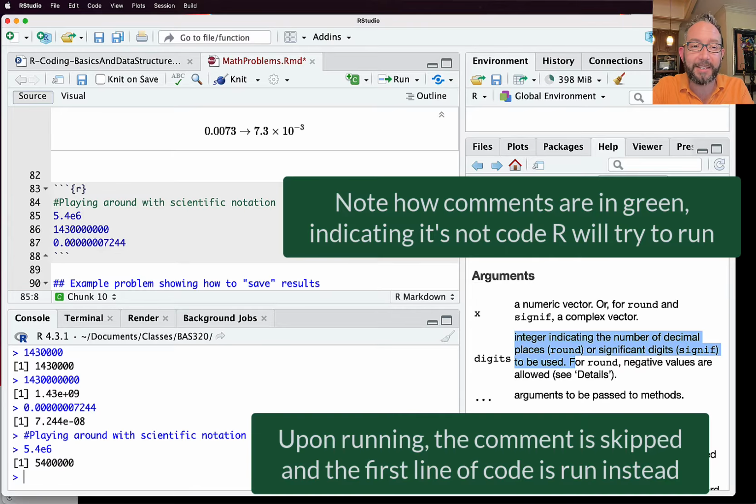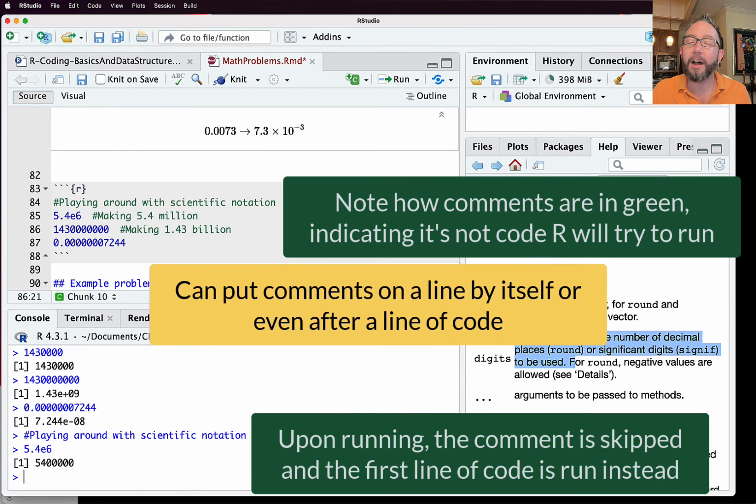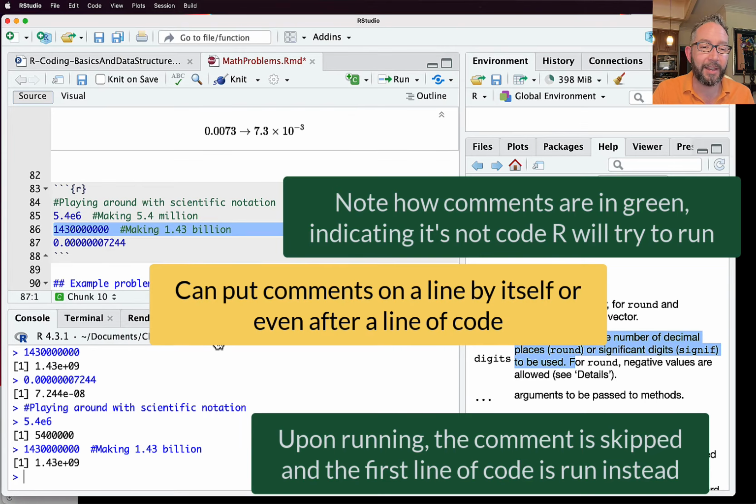So we can write comments after a line of code, actually. So I could say, making 5.4 million. Making 1.43 billion. So we can put hashtags and then comments on lines all by themselves, or we can put that anywhere else we want to on a line. R basically just stops evaluating that line whenever it runs into the hashtag. So if I were to highlight this line, Command Return, Control Enter on Windows, it's going to go ahead and just evaluate what it sees before the hashtag, and it's going to give me that 1.4 E plus 09.